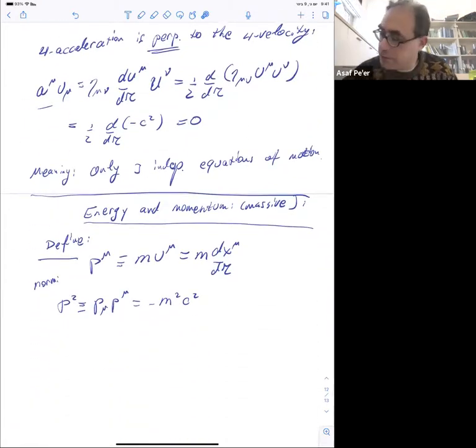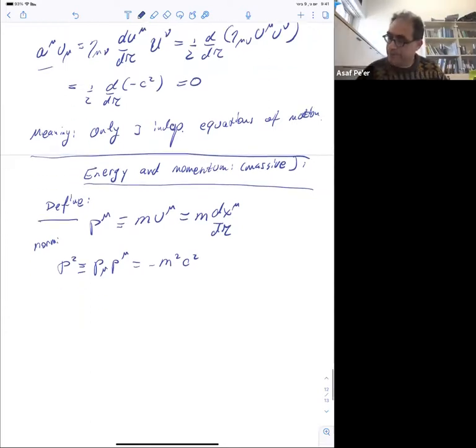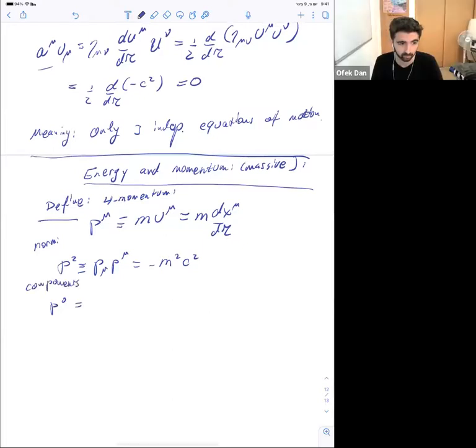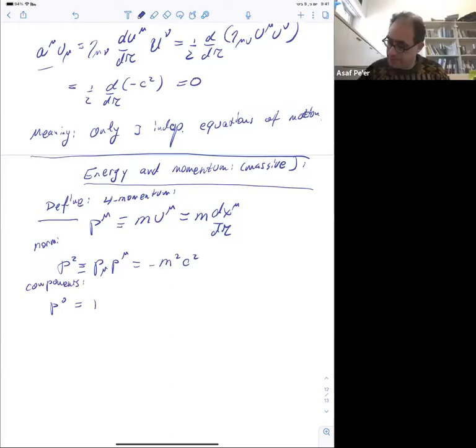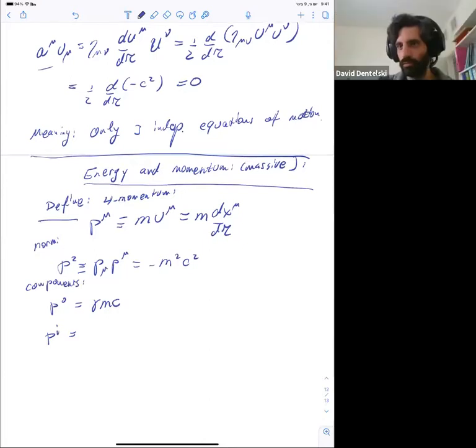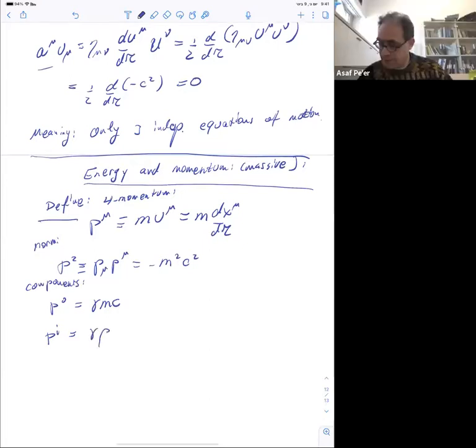What's the zeroth component of the four-momentum? Gamma m c. What's the ith component? Gamma m v, or gamma β_i m c, or if you want, gamma m v_i.